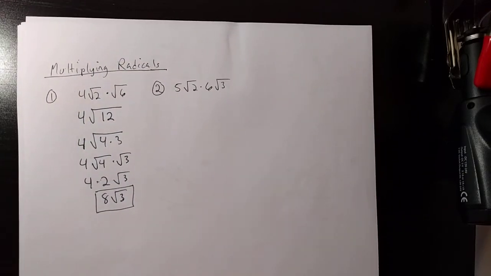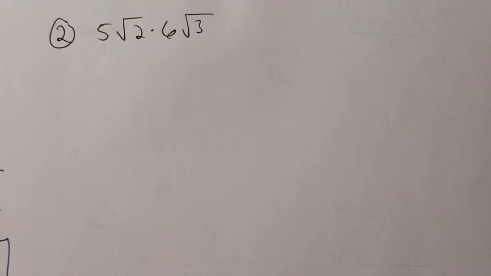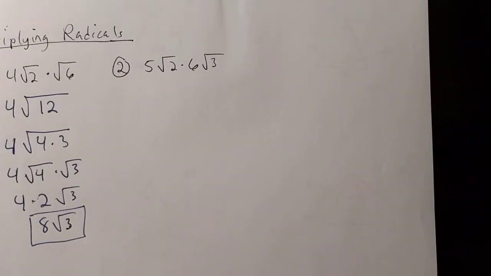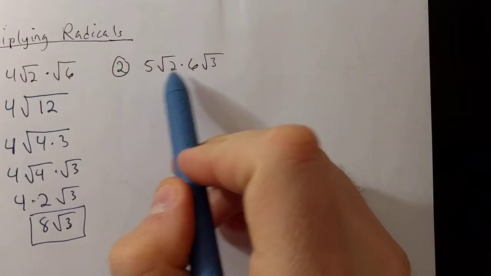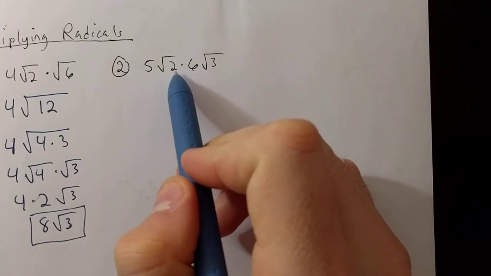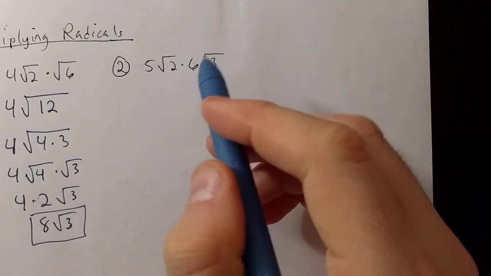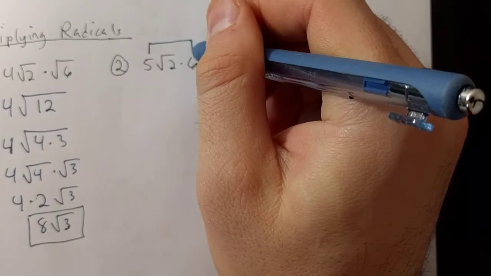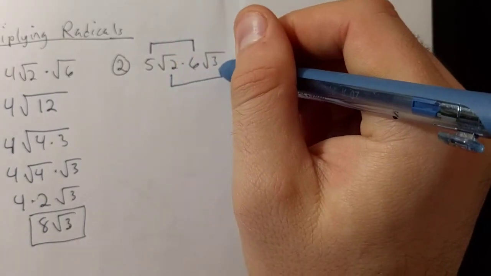Example number 2, zoom in here a little bit. In number 2, we have 2 numbers on the outside, 5 and 6, and then 2 numbers on the inside of the radical, 2 and 3. You can multiply 5 and 6 together, and then square root 2 times square root 3.